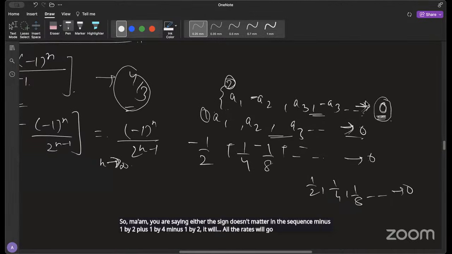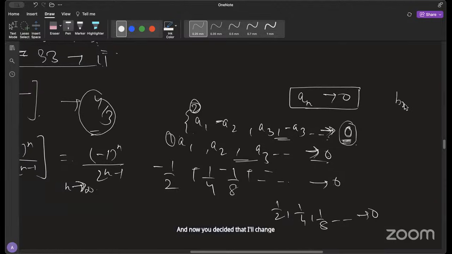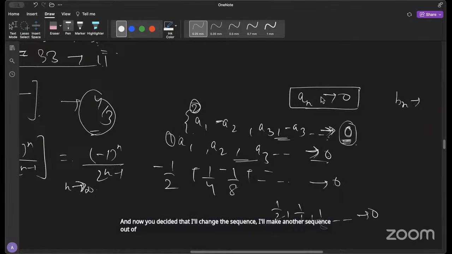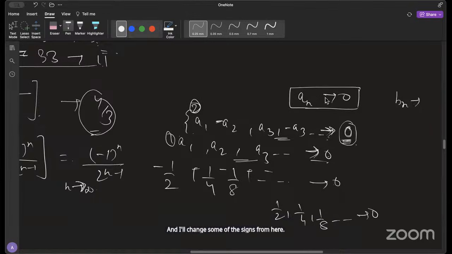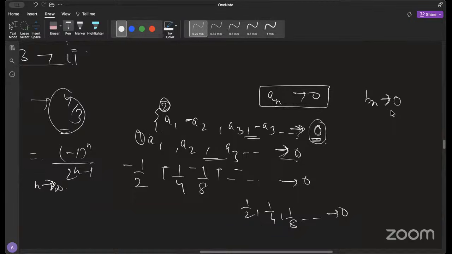If you have a sequence AN and this goes to 0, and now you decided that I'll make another sequence out of this sequence, and I'll change some of the signs, or all the signs from here. It doesn't matter, the sequence will still go to 0. So changing the signs only doesn't matter when the sequence is going to 0. When it's going to some other point, then it's going to matter.